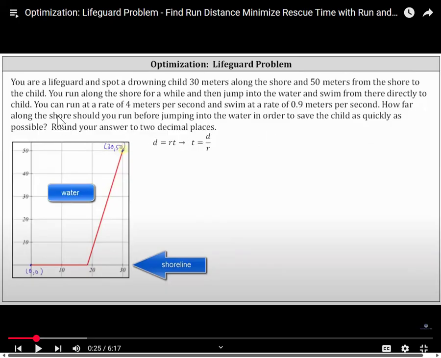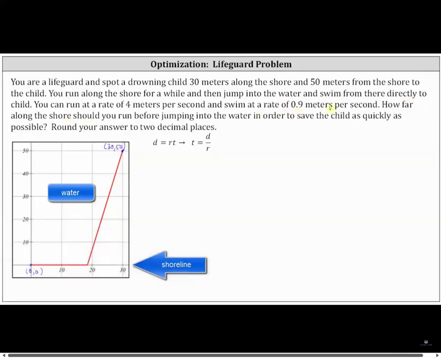How far along the shore should you run? You run along the shore for a while and then jump into the water and swim from there directly to the child. You can run at a rate of 4 meters per second and swim at a rate of 0.9 meters per second. How far along the shore should you run before jumping into the water in order to save the child as quickly as possible? Round the answer to 2 decimal places.